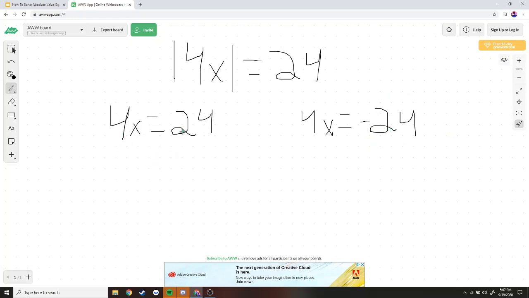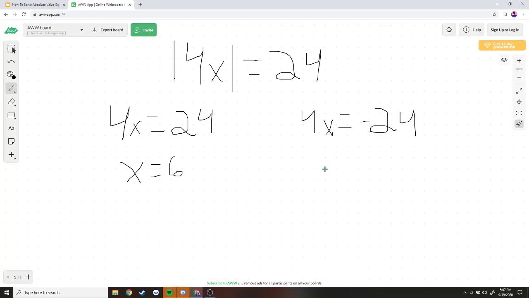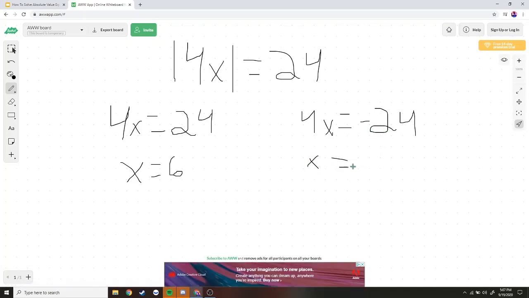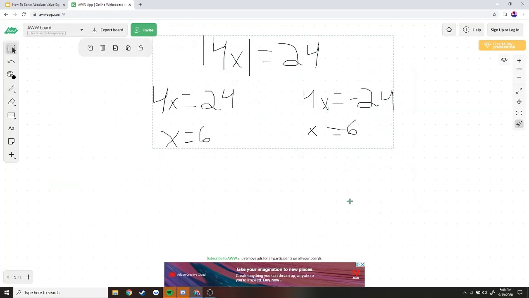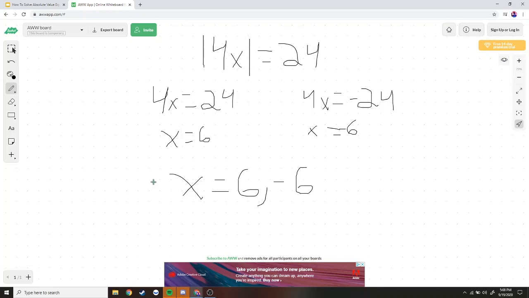Now, we just solve it individually. So 4x is equal to 24. Well, what times 4 is equal to 24? That's 6. So x is going to equal 6. Now on this side, we have 4x is equal to -24. Now, what times 4 is equal to -24? Well, that's just -6. So we have x is equal to -6. So that means that we have two answers for this equation. x is equal to 6 and x is equal to -6.